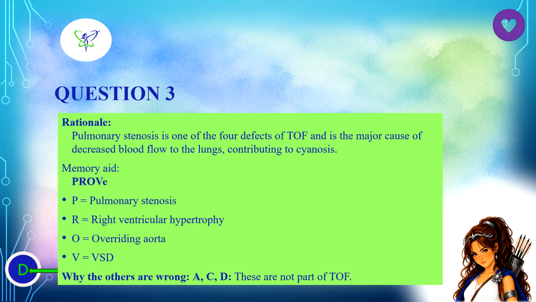There is a memory aid: PROV. Pulmonary stenosis, right ventricular hypertrophy, overriding aorta, and ventricular septal defect. I add E because everything causes cyanosis. Why are the others wrong? A, C, and D are not part of Tetralogy of Fallot.